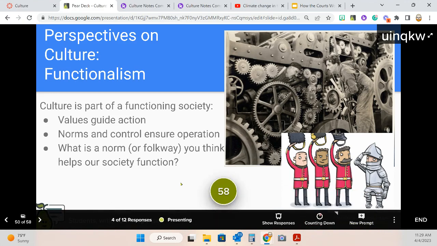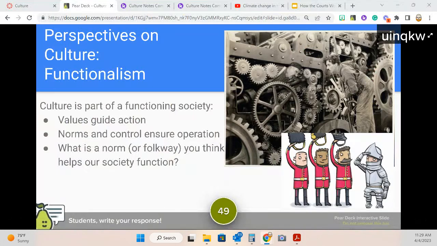Start with a minute on this, add another 30 seconds if we should need it. They really don't. Yep. What is a norm or folkway you think helps our society function? Bless you. Phew. That was more time.